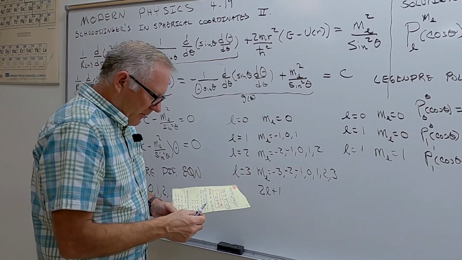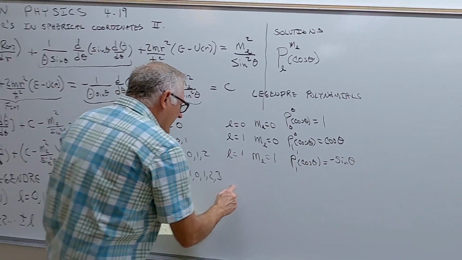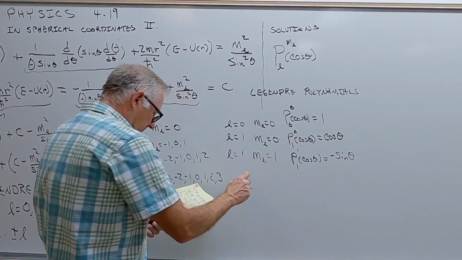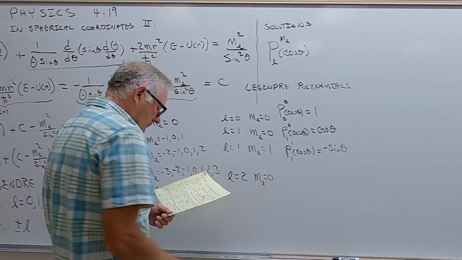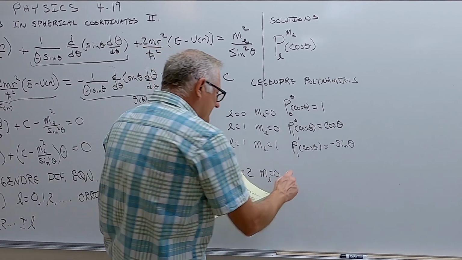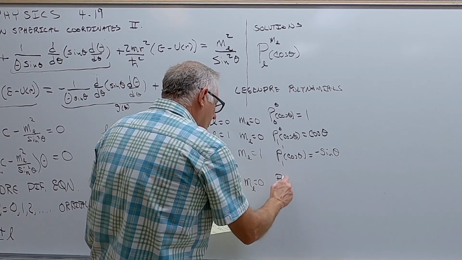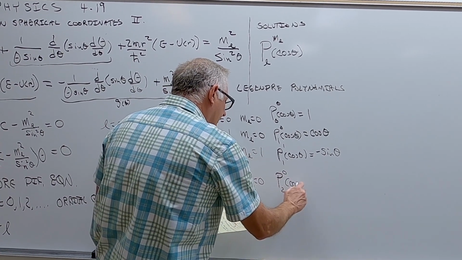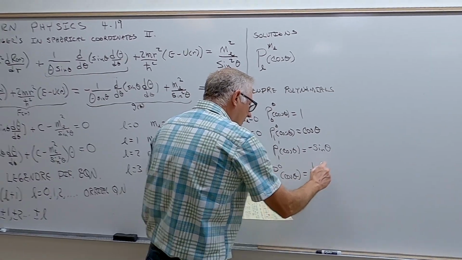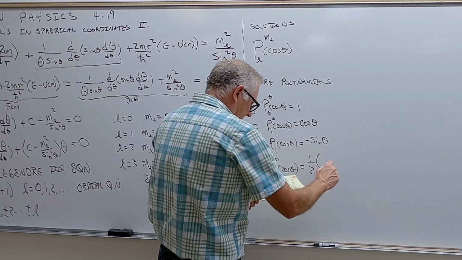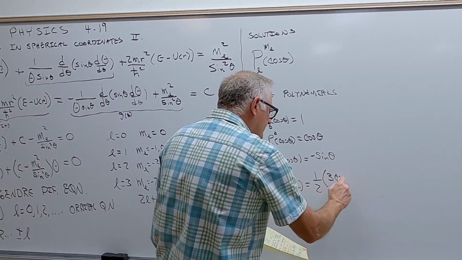If I were to go a little bit higher, how about L equals 2, m sub l equals 0? Well, then this P 2,0 of cosine theta is equal to one half times 3 cos squared theta minus 1.